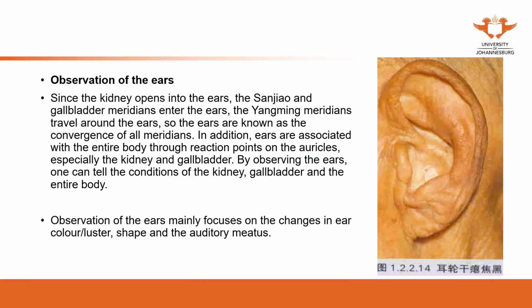The next one, observation of the ear. The ear is the orifice. So for the observation of the ear, we focus on the shape of the ear, such as the shape, the color. As you can see from the beginning until now, when we talk about inspection, we always focus on the inspection of the color, the shape, the luster, and some abnormal changes.